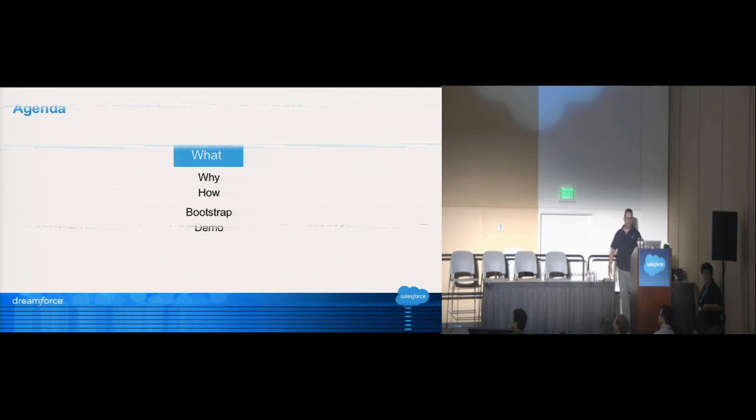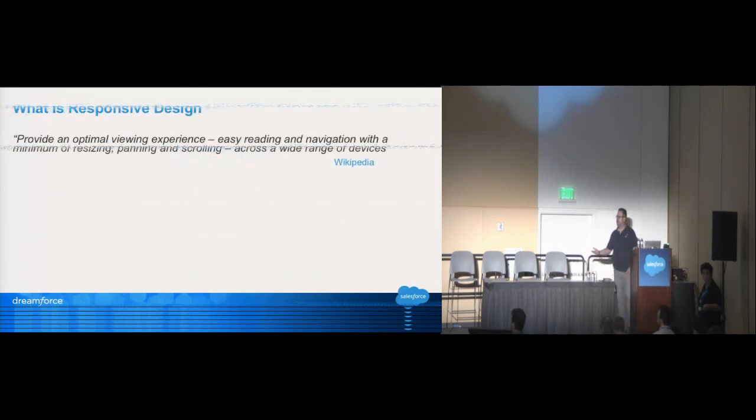So first off, what is responsive design? There's a great overview on Wikipedia, which hopefully you can read. Basically what that says is provide an optimal viewing experience, easy reading and navigation, and the key bit is with a minimum of resizing, panning and scrolling. So people shouldn't have to work hard to see your content regardless of what device they're accessing it on. Technically, this means that the page responds to the capabilities of the device. Based on the viewport size and the orientation, it knows how much real estate it's got to work with, and the page can reorganize itself to push the important information to the front regardless of the device that you're on.